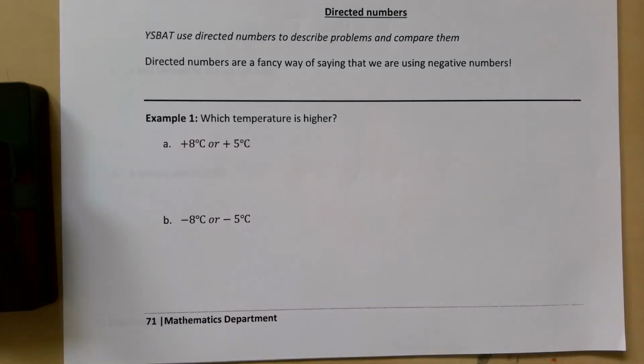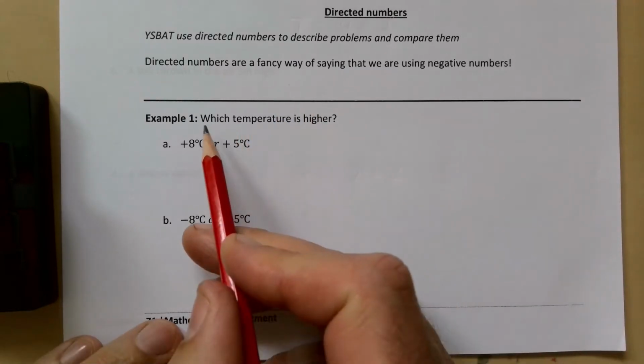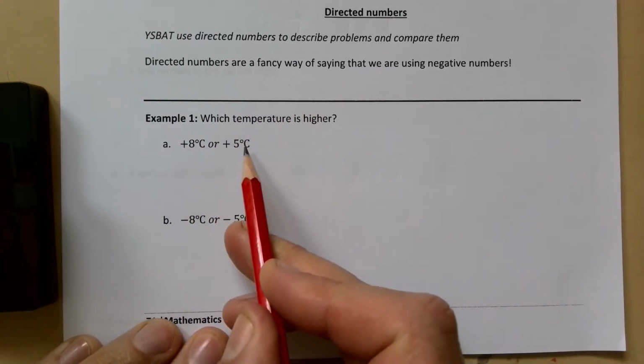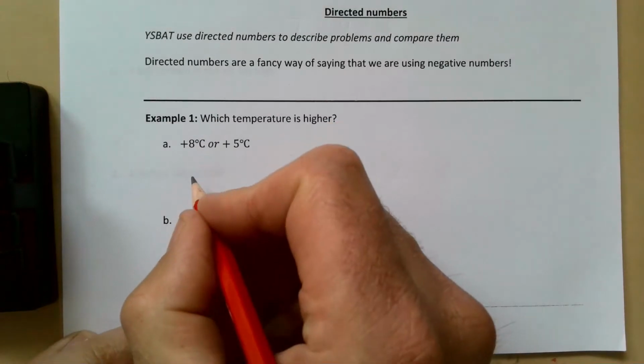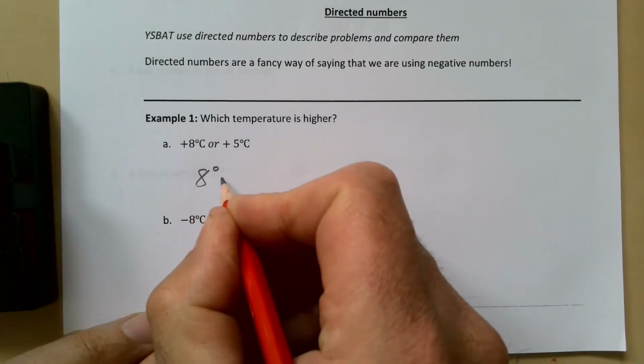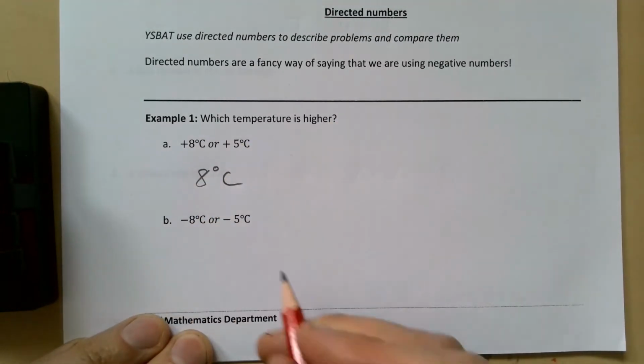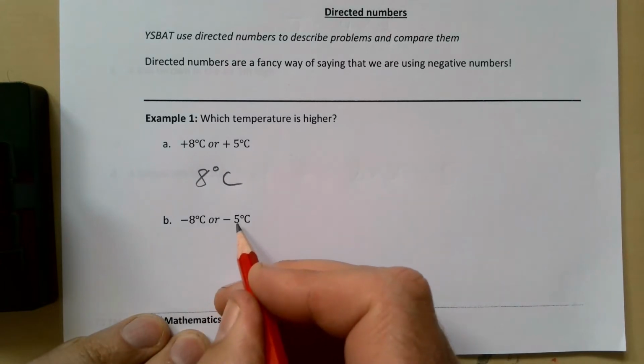Okay, so we're still with year 8 algebra. We're moving on now to directed numbers. Which temperature is higher, 8 degrees C or 5 degrees C? I hope we're all in agreement that 8 degrees C is a wee bit higher up than 5 degrees C. What about minus 8 degrees C or minus 5?